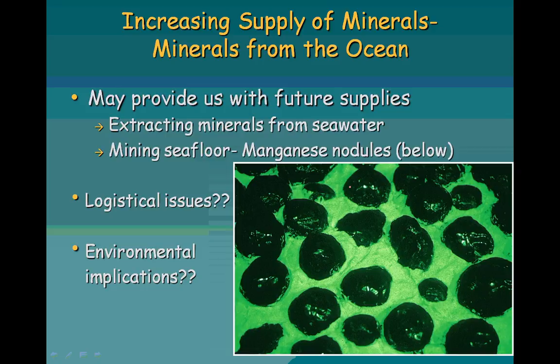And then the other resource that we haven't yet exploited, and this is an example, there are many more, is these manganese nodules at the bottom of the ocean. We haven't done anything with them yet because it's not profitable to do so. It would be very expensive to get them, but down the road, if we need to, people are thinking maybe we will. But if you think of the logistical issues and environmental implications of getting things from the bottom of the ocean, that would be something to consider for sure.